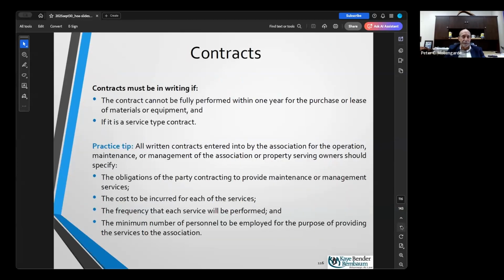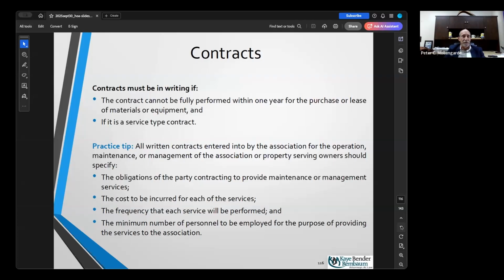Contracts and bids. This is pretty important. Contracts must be in writing, and I advise all contracts to be in writing, but contracts must be in writing if they cannot be fully performed within 1 year, for the purchase or lease of materials and equipment, and if it is a service type contract. So those contracts must be in writing. Again, I advise all contracts be in writing.